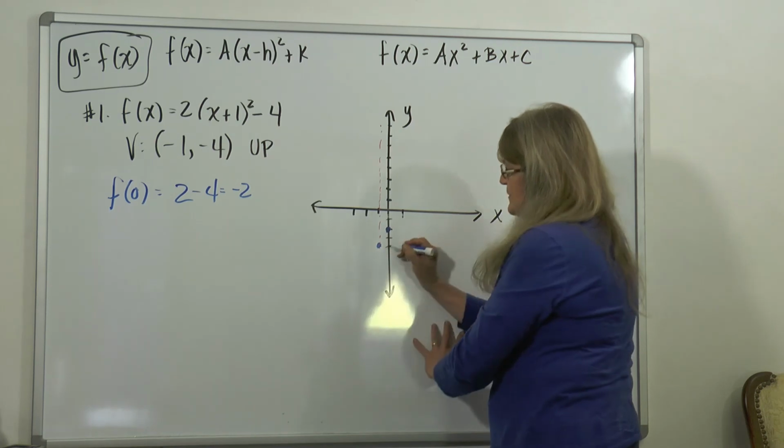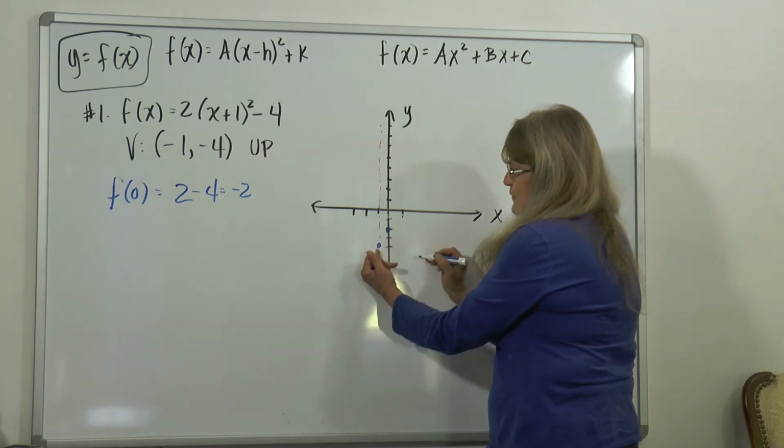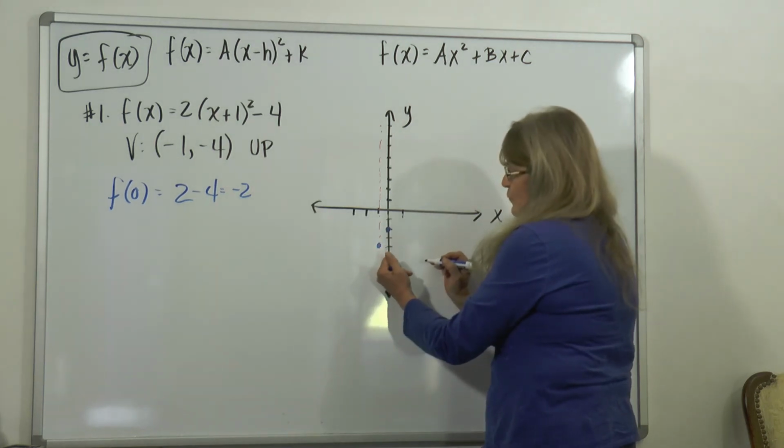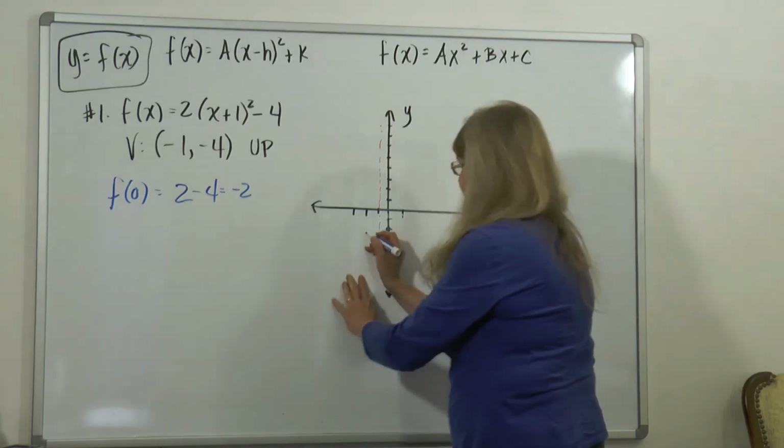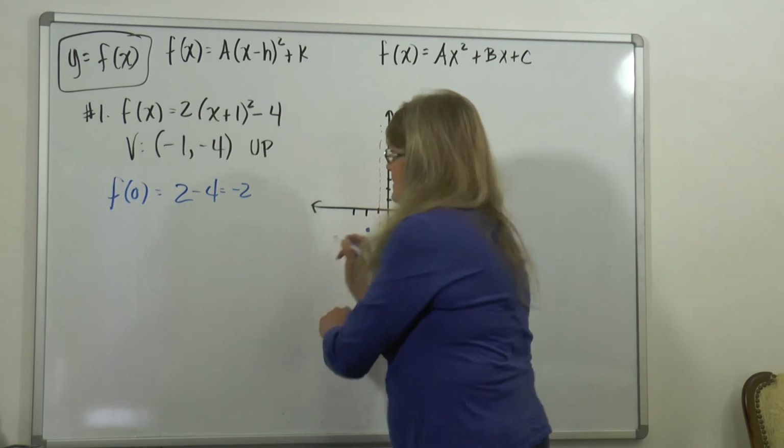Remember, we want to stay symmetrical, so moving over in the x direction, one space to the right, it jumps to -2. So one space to the left will also jump to -2.